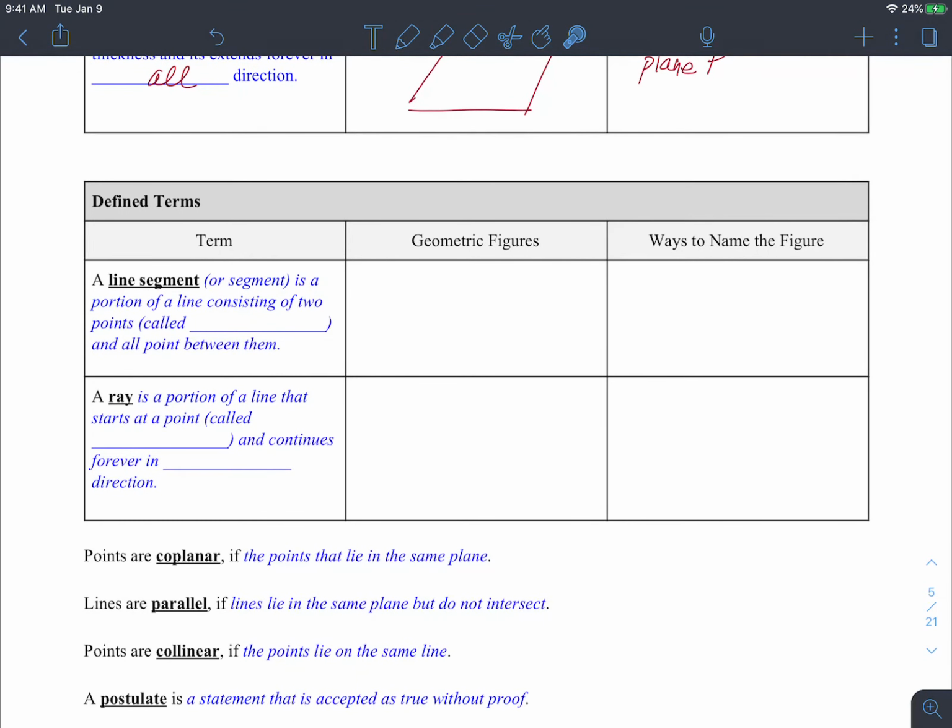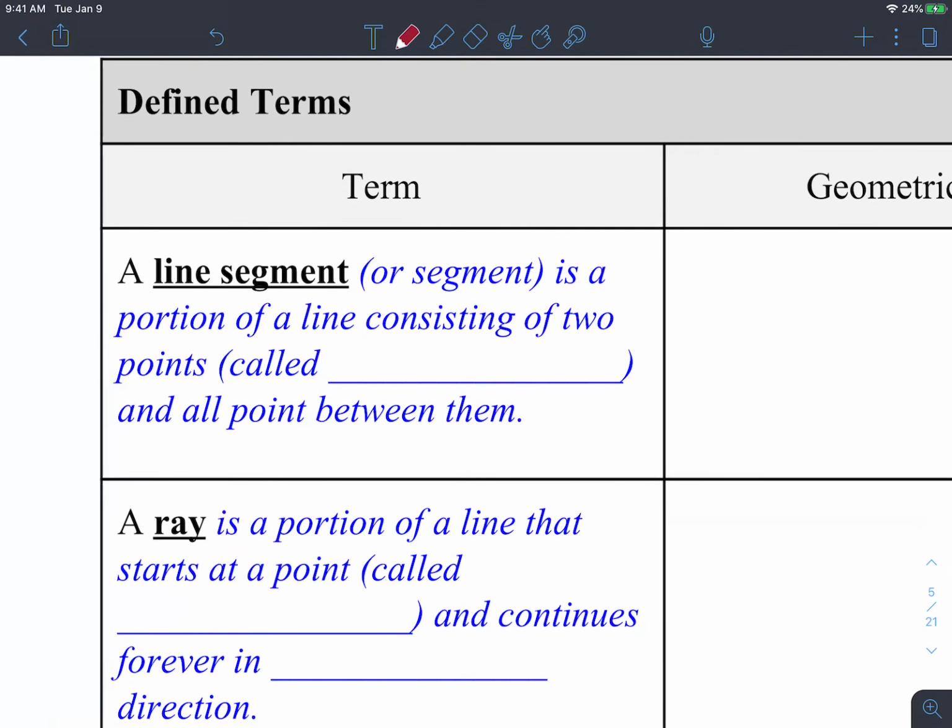And defined terms. We're defining the term line segment, or simply segment. It is a portion of a line consisting of 2 points, and the 2 points are called, can you guess? That's right. They're called endpoints.